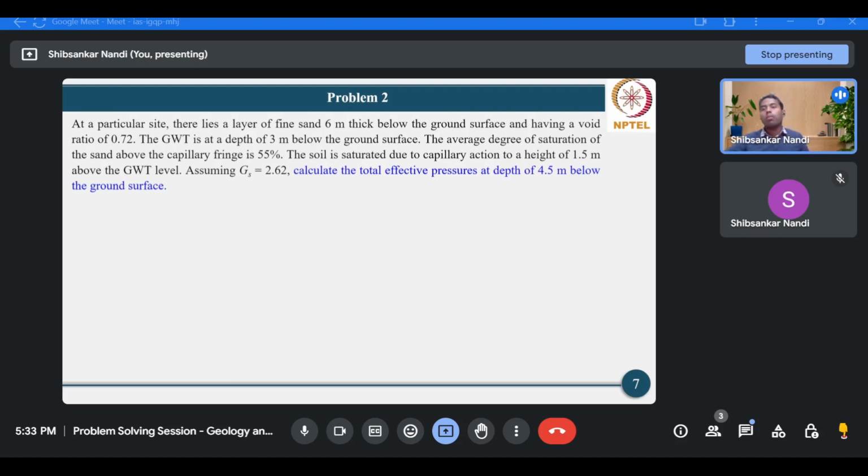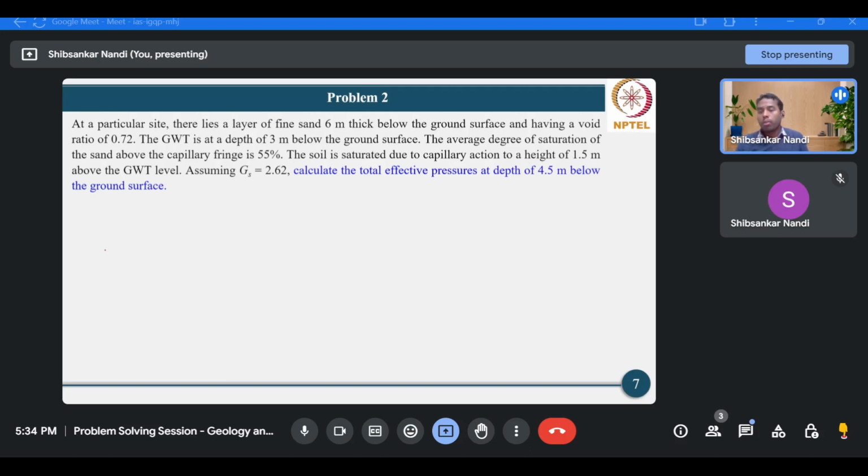So at a particular site there lies a layer of fine sand 6 meter thick below the ground surface and having a void ratio of 0.72. The groundwater table is at a depth of 3 meters below the ground surface. The average degree of saturation of the sand above the capillary fringe is 55%, and the soil is saturated due to capillary action to a height of 1.5 meters above the groundwater table. Okay, so assuming Gs equals 2.62, calculate the total and effective pressures at a depth of 4.5 meters below the ground surface.